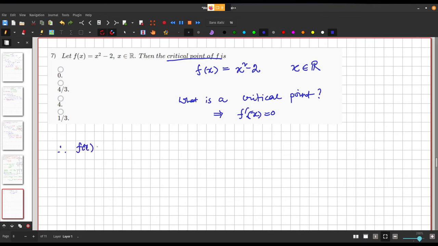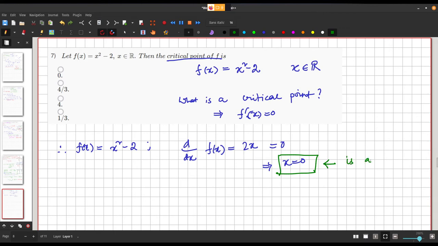This is a very easy function, f(x) equal to x square minus 2. Then d/dx of f(x) is equal to 2x, and this equal to 0 will imply x equal to 0. So x equal to 0 is a critical point to the function f, which is defined here. So the first option is the correct option.